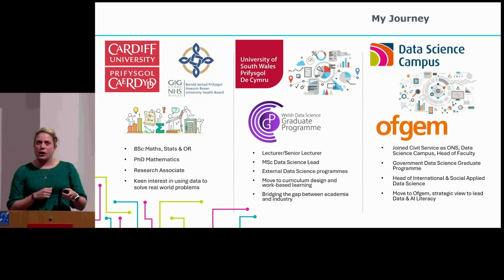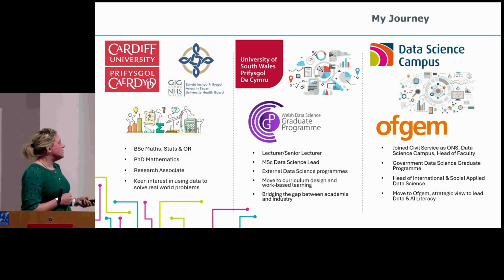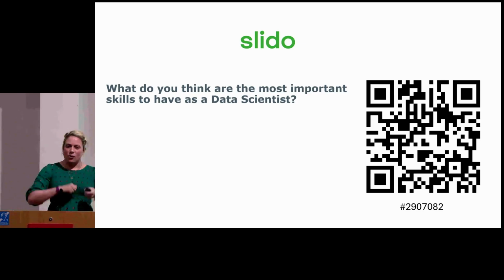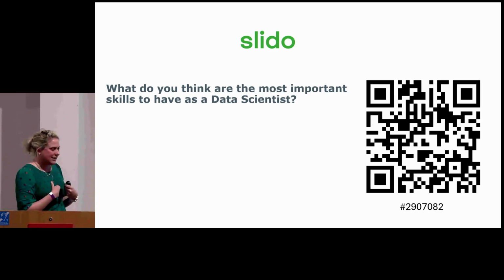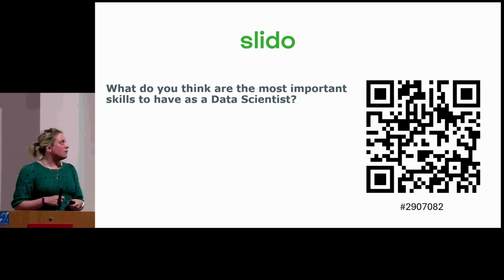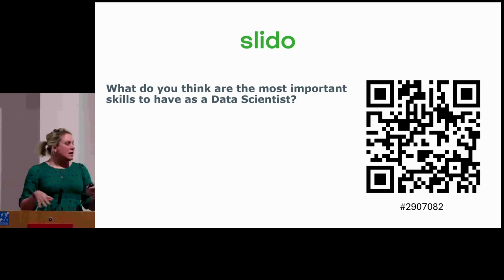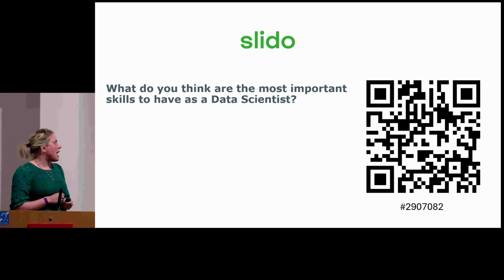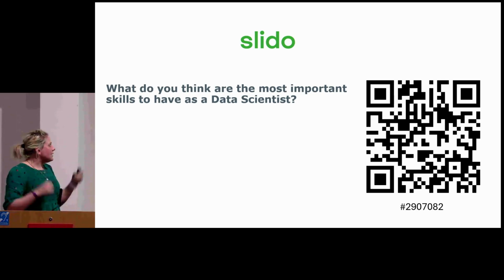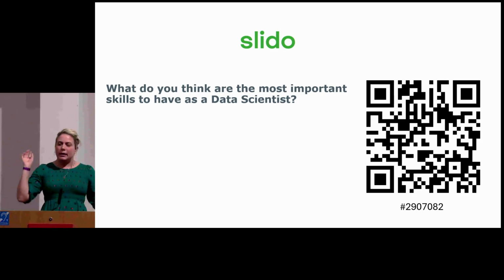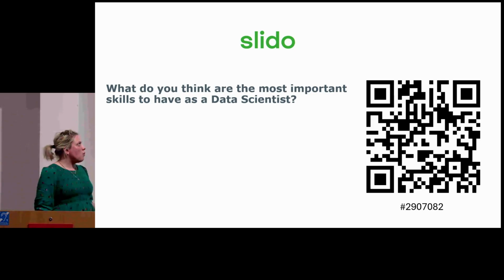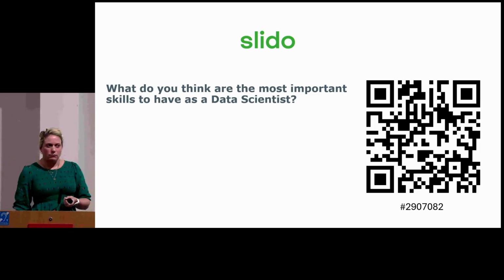So a bit more of a longer background, but it brings me to the point of, I was last up, so I thought we'd have some fun for a second. I wanted to take my theme of this skills thing and put a question to you first of all. So the Slido code for the main event is down here on the right-hand side. You've got 2907082. If you wouldn't mind going to slido.com, I would like to hear from you. I know you're all from a variety of backgrounds, but what do you think are the most important skills to have as a data scientist?